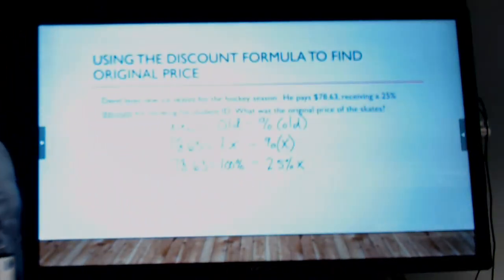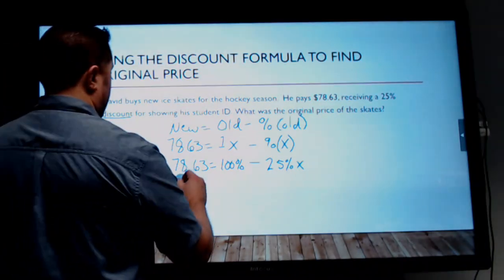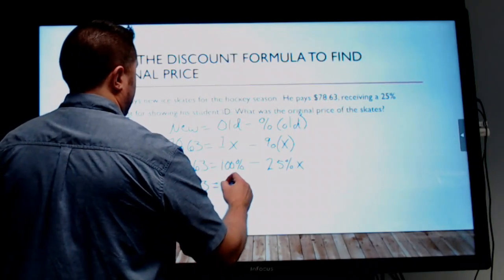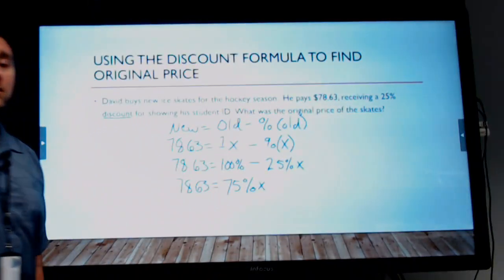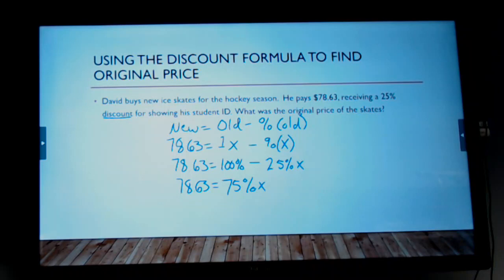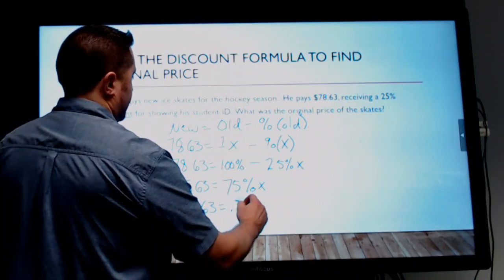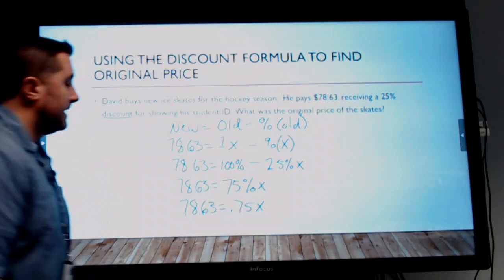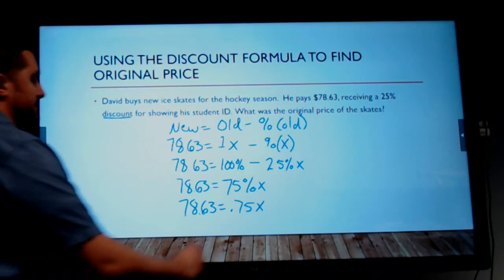Okay. So now it becomes combining like terms. So what's 100% minus 25%? 75%. All right. So what this is saying is that when you have a discount, you're not paying 100% of the price for that item. In this case, David is paying 75% of this item, right? All right, turn that percent to a decimal. So you got 78.63 equal to 0.75x. And then how do you solve for x? Divide by what? All right, divide by 0.75.